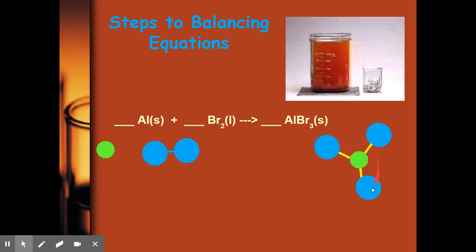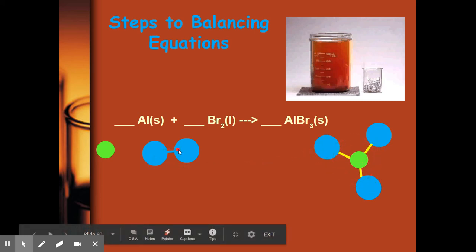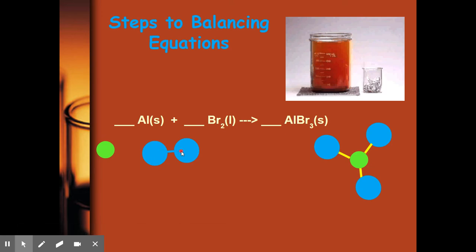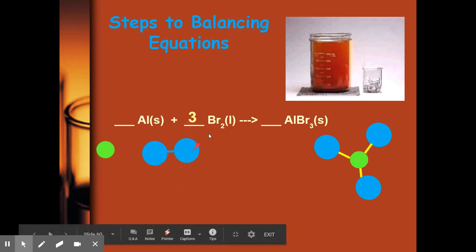So this is kind of pictorially what it looks like. Some people like the pictures part of it. But you can see we have 2 blue spheres and we have 3 blue spheres over here. So they're not equal to each other. So we have to get to the lowest common multiple, which is 6. So we're going to put a 3 here, which means now I have 3 of these particles, which means I have 6 total atoms of bromine.